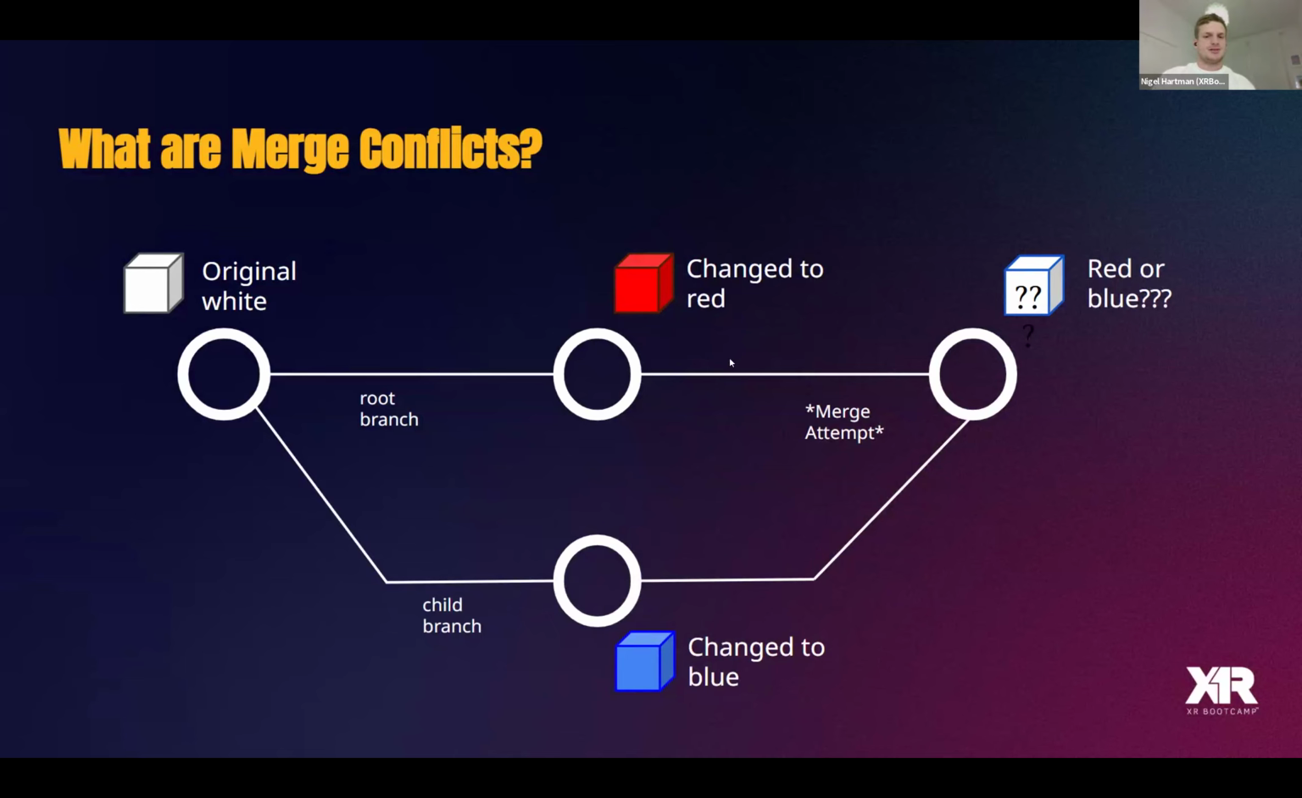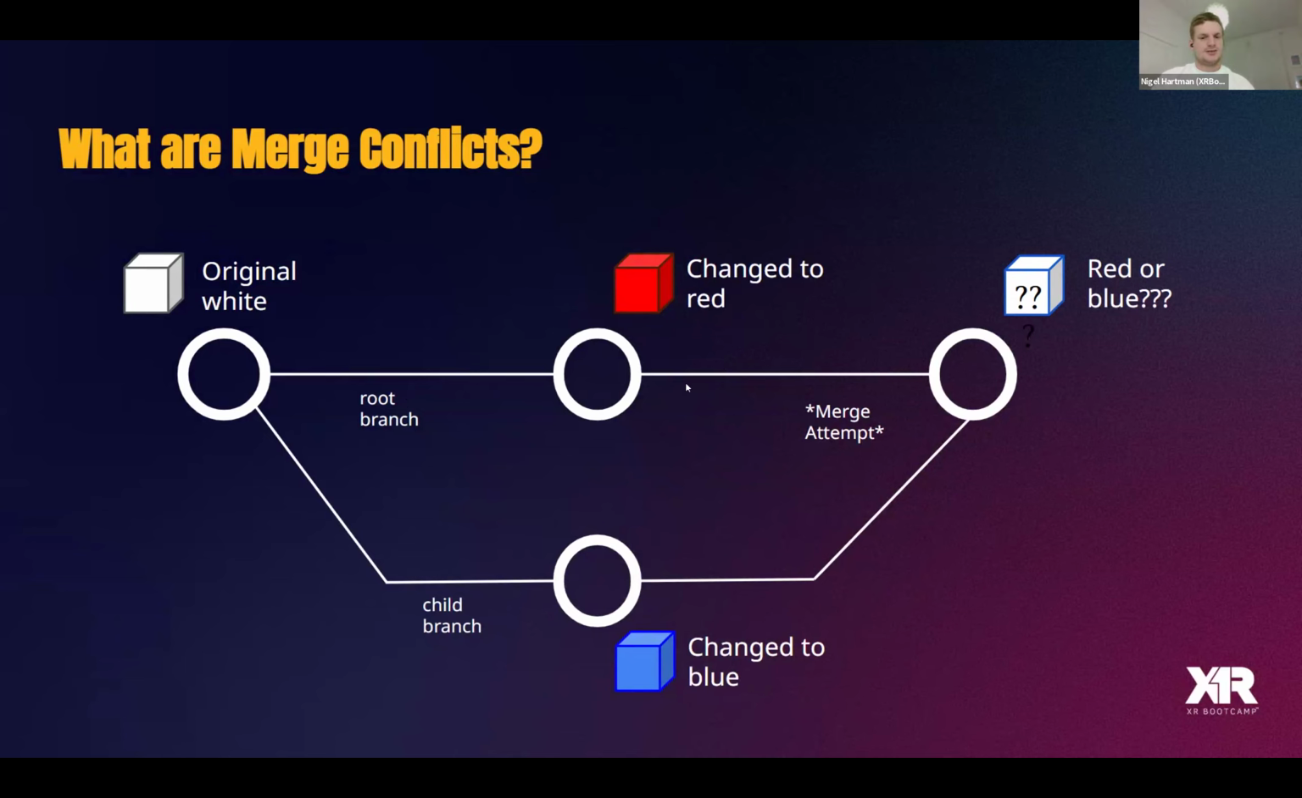And just imagine, for understanding these merge conflicts, you have a white cube over here, or one shared file, and someone is working in this root branch, and someone is creating a child branch of it and is also working on the same object.